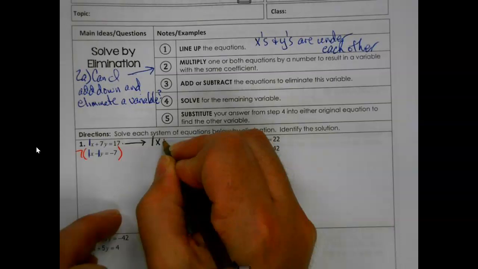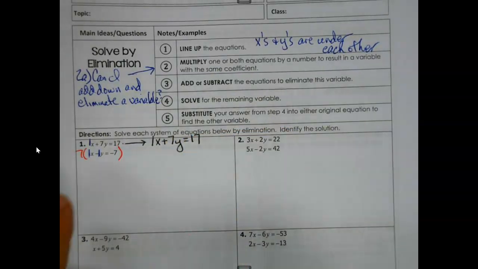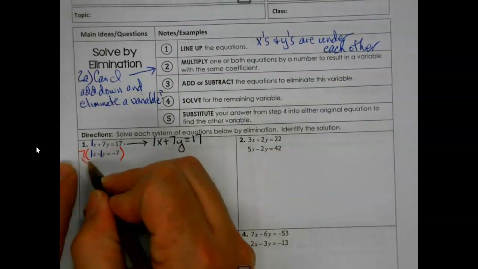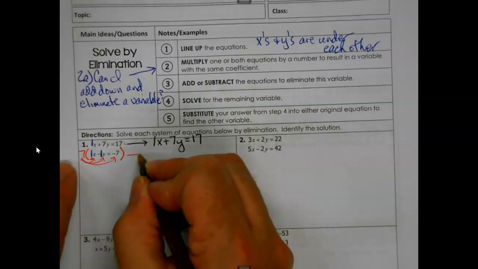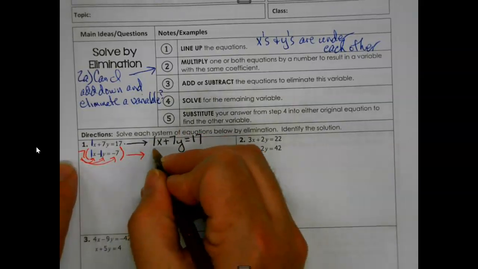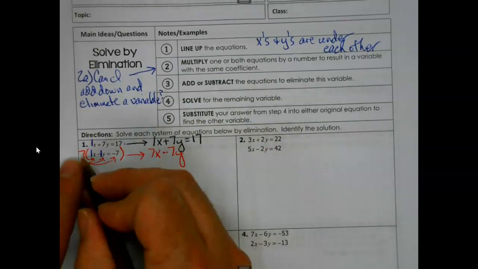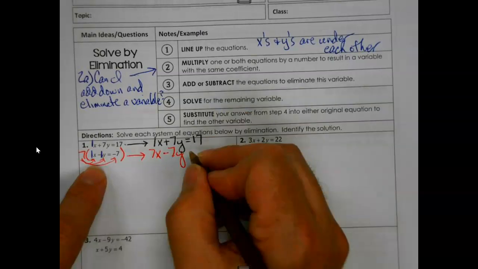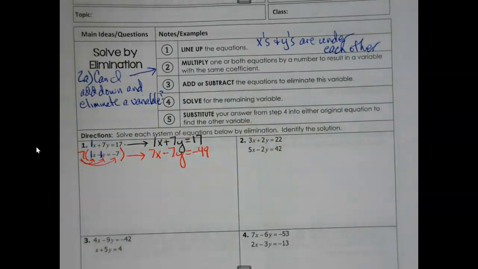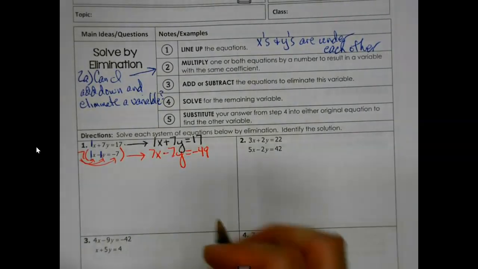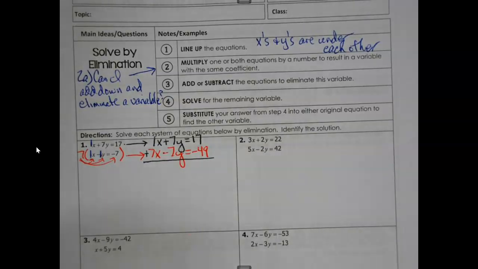I'm going to copy this one over. But this one down in the bottom, that's 7, I'm going to multiply that through. I'm going to distribute that through to all of these. So I'm going to have 7x minus 7y, because 7 times negative 1 is negative 7, equals negative 49. Now if I go through and add down.